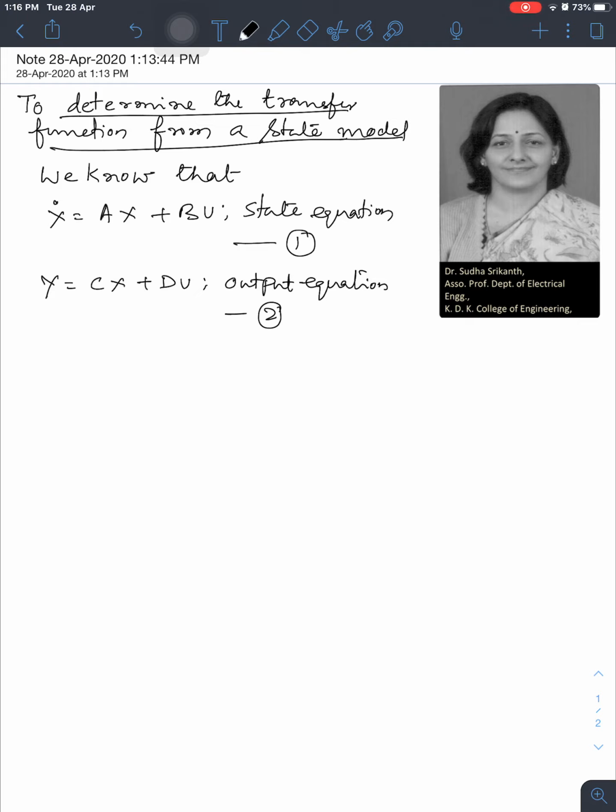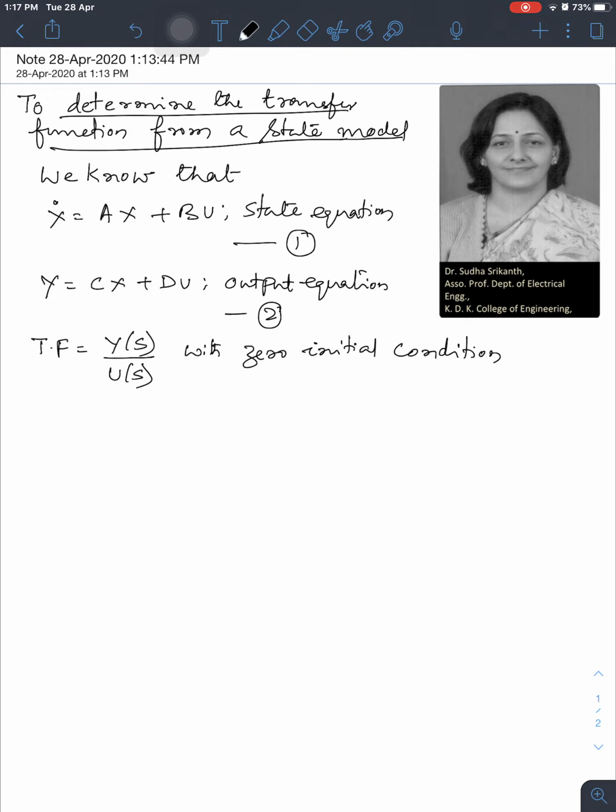So we have to recollect what is the transfer function. Transfer function of the system is given by the Laplace transformation of the output, that is Y of s, to the Laplace transformation of the input function, that is U of s, with zero initial conditions. This is how we define transfer function.